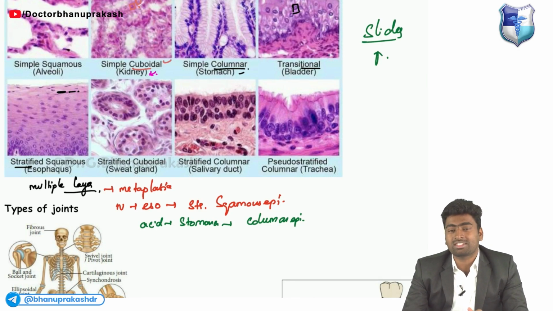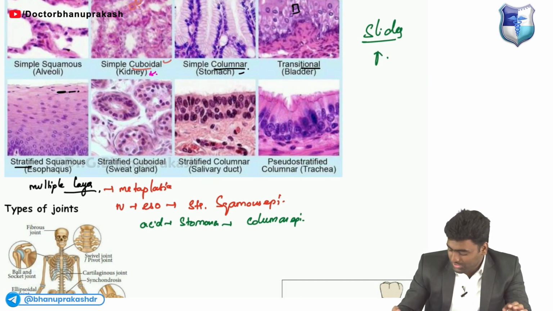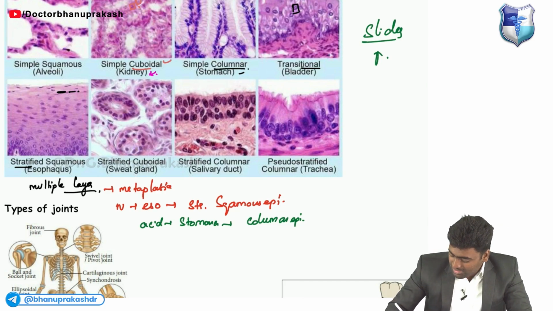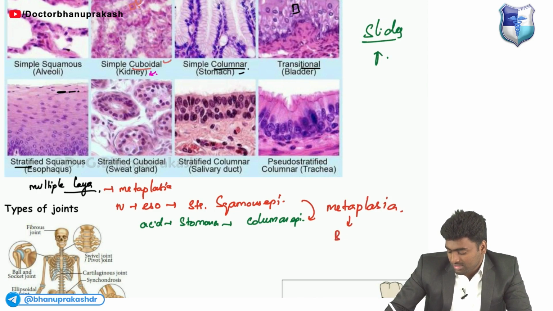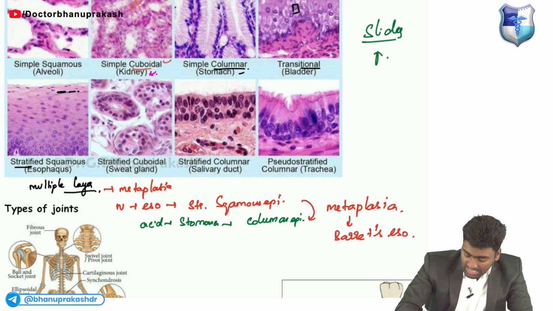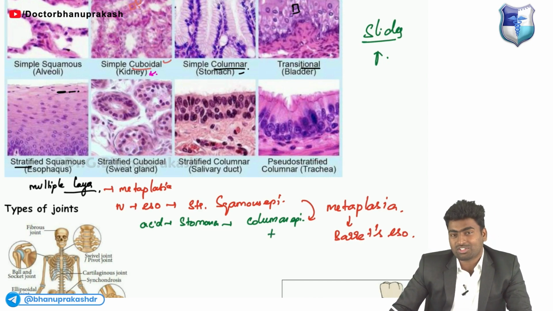All of these will have squamous cells, and the skin will have the keratinized form of squamous epithelium, right? So when the squamous epithelium is changed to columnar epithelium, it is known as metaplasia. This metaplasia is known as Barrett's esophagus. And remember one thing, it is not just the columnar epithelium, it is also the presence of which cell?